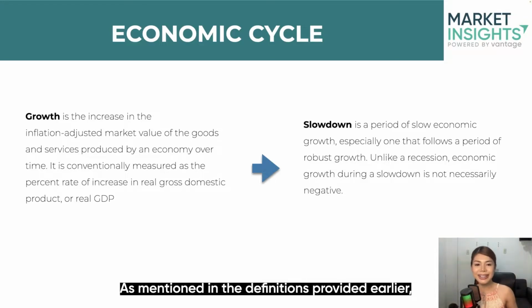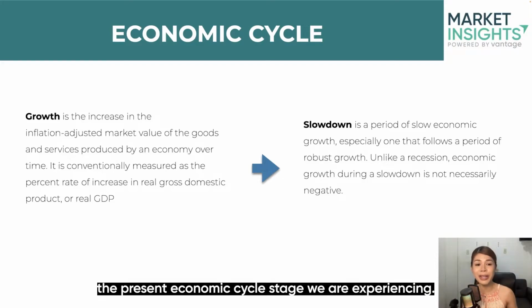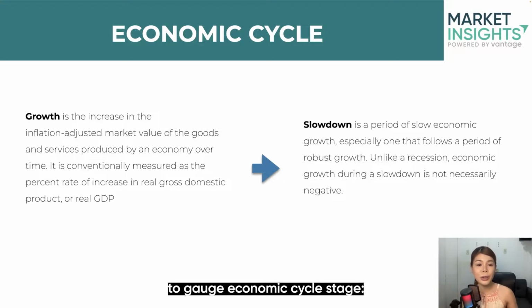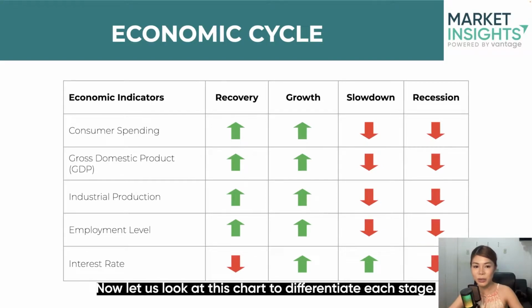As mentioned in the definitions provided earlier, there are factors of economic indicators we look at to determine the present economic stage we are in. Although many indicators can be used as a guide, the following are popularly used economic indicators to gauge economic cycle stage: consumer spending, gross domestic product, industrial production, employment level, and interest rates. Let us take a look at this chart to differentiate each stage.